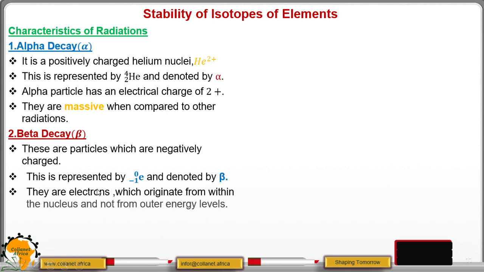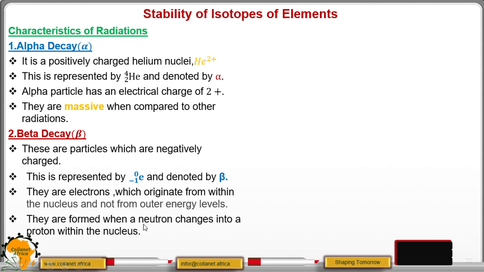Remember, inside the nucleus we have neutrons and protons, but due to instability, the reaction emits beta decay or a beta particle, which is an electron in nature, and it is coming from the nucleus. They are formed when a neutron changes into a proton within the nucleus. Then from there, it is represented by this equation. You can see we have a neutron that is changing into a proton, and when it changes into a proton, it releases this electron. So we are saying that this electron is originating from the nucleus due to this reaction. And this is happening because our nuclide is not stable. We have neutron, then proton, then electron.